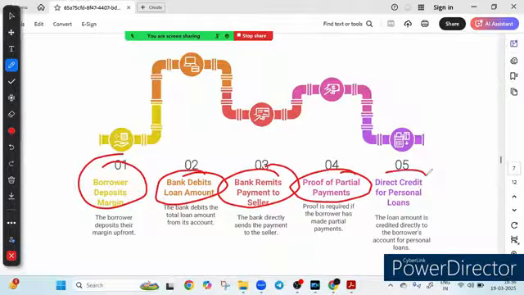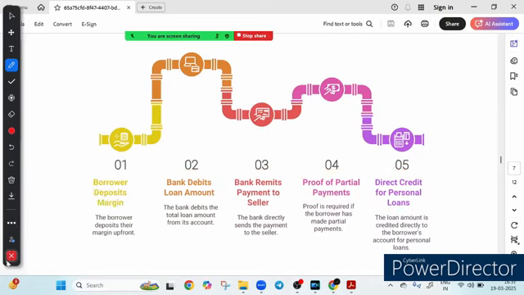And then you have direct credit for personal loan. If it is a personal loan, the process is simple. The sanctioned loan amount is directly credited to the borrower's account. So whether it is a business transaction or a personal need, this process ensures that disbursement is secured, systematic and hassle-free for both borrower and the lender. So this is how the term loan disbursement is done, a step-by-step process I have told you.